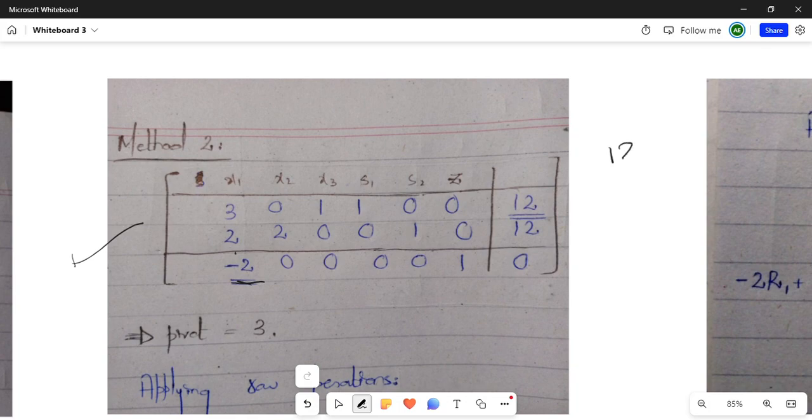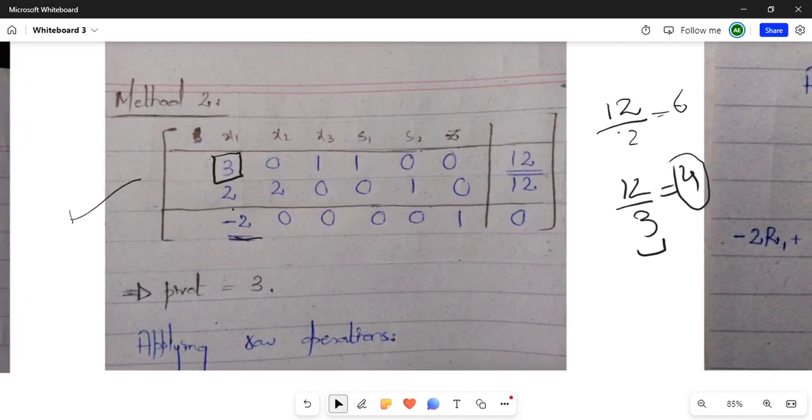Let's say we will select this value. The corresponding constant is 12, the coefficient is 2, so we will divide 12 by 2, and we will get 6. Similarly for this row, the corresponding constant is 12 and the coefficient of x1 is 3, so we will get 4. So what is the least value? We got the least value from 3, therefore the pivot will be 3.